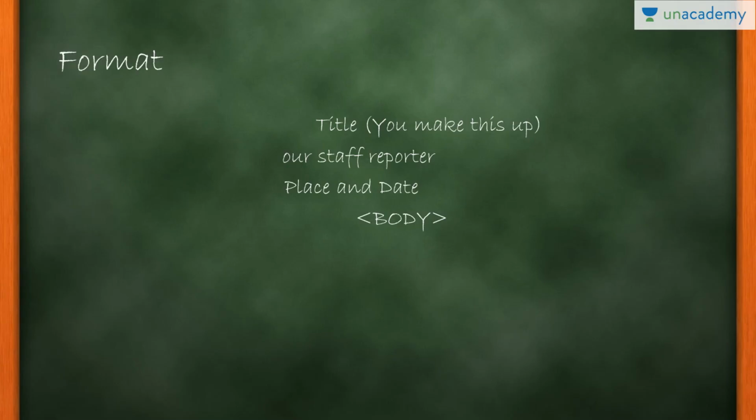So that was it. Now, the format of a book review is exactly the same as that of a movie review. You give a title, this should not be the name of the book, you need to make this up. Then you give the name of the reporting agent, that can be a staff reporter, a book reviewing team. If it's not mentioned newspaper, then it should be your own name. Everything is same as in case of movie reviews. Also, then you need to mention the place and date, and then the body begins. So that was your format.